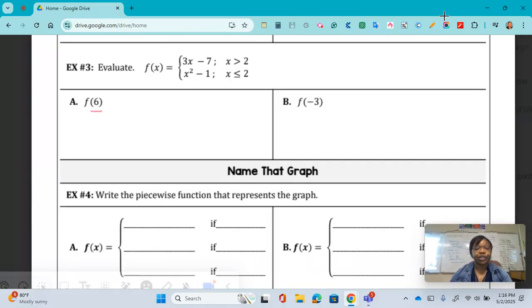The first equation. So wherever the x is, we're going to plug in a 6 and use the order of operations to solve. That's 3 times 6, which is 18. 18 minus 7, which is 11.